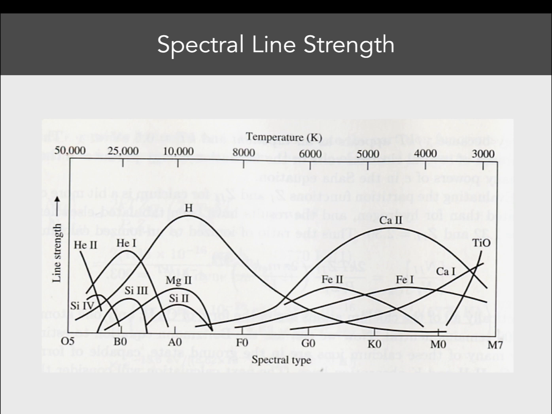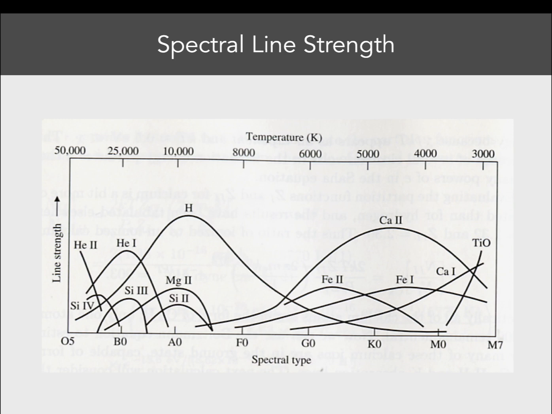Here's ionized calcium. Ionized calcium has a lower ionization potential, and so that shifts the peak of where you see its lines to cooler stars. It peaks at between 4,000 and 5,000 Kelvin. Neutral helium has a higher ionization potential, so that shifts it to higher temperature stars. There's iron, neutral calcium. Titanium oxide is a molecule that's present in a lot of stars.